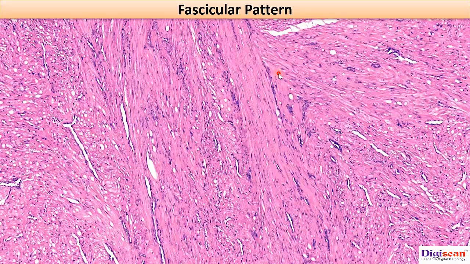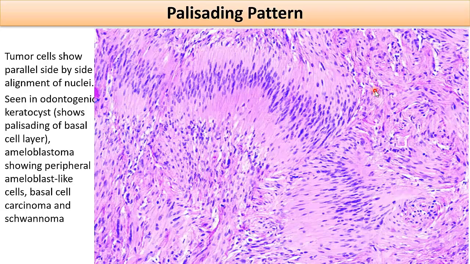Then we have the fascicular pattern, where the cells are arranged in long parallel bundles. They may be lying parallel or they may be intersecting each other, and this is seen in leiomyomas and leiomyosarcomas. Then we have a palisading pattern where the nuclei align themselves together, forming a palisade, and this is characteristic of schwannomas. So nuclear palisading is the characteristic arrangement seen in schwannomas.